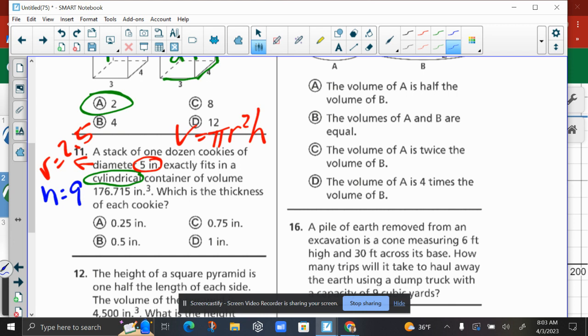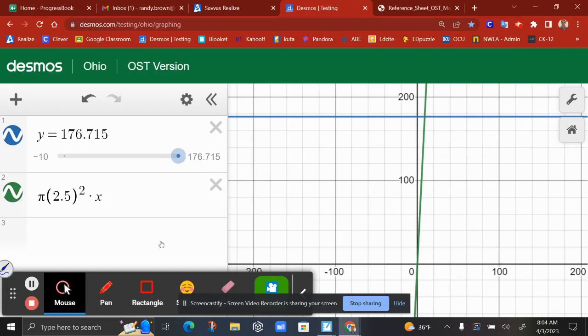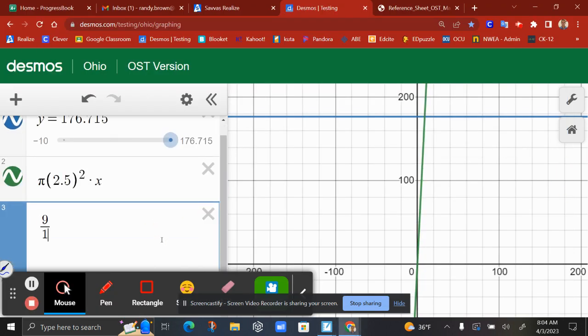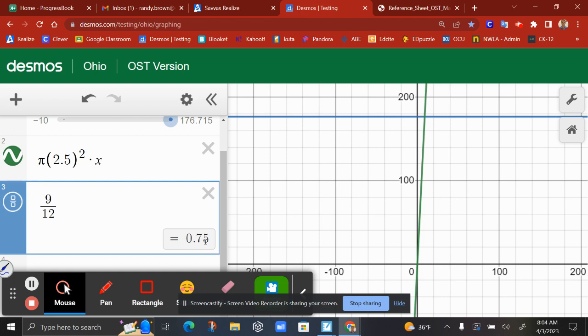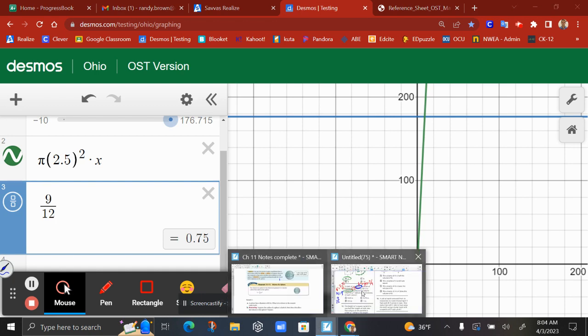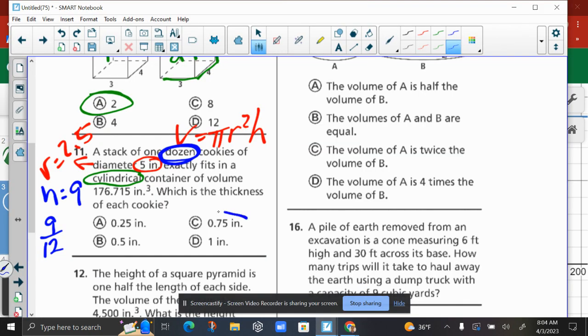Which is the thickness? Well, it said we have a dozen cookies. So if we have a dozen cookies that fit into a height of 9, then we need to divide. What is 9 inches divided by 12 cookies? Most of you could do that in your head, but if not, 9 divided by 12, each cookie is 0.75 of an inch. And there's our best answer.